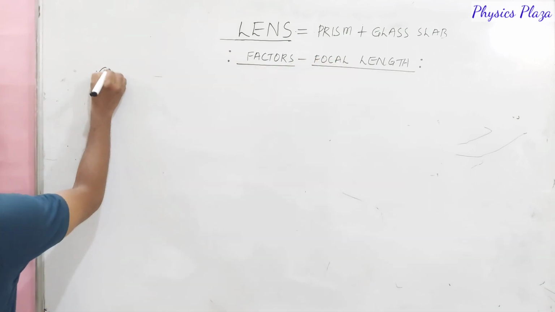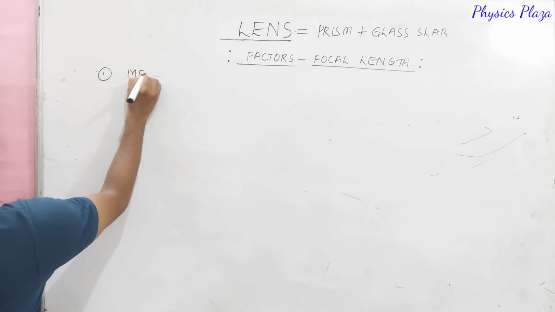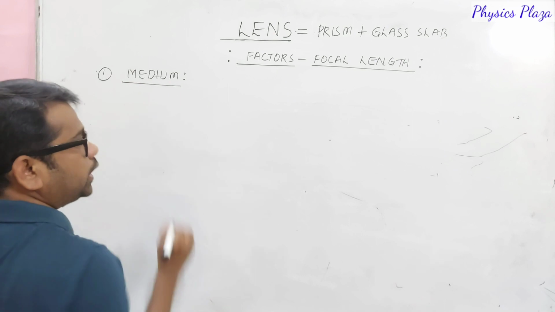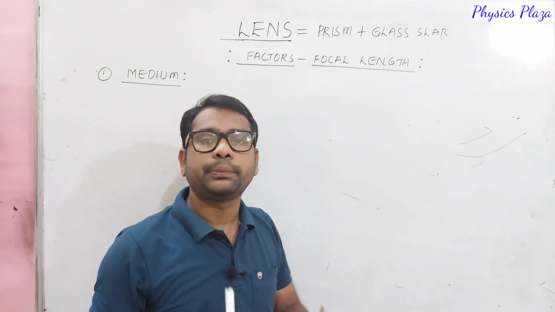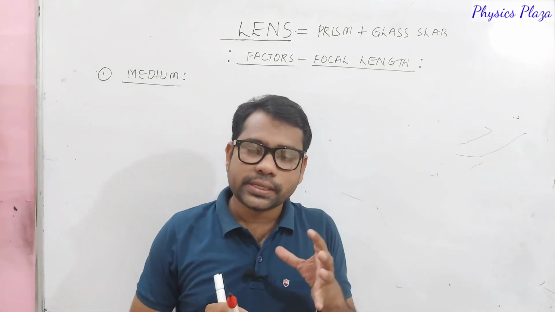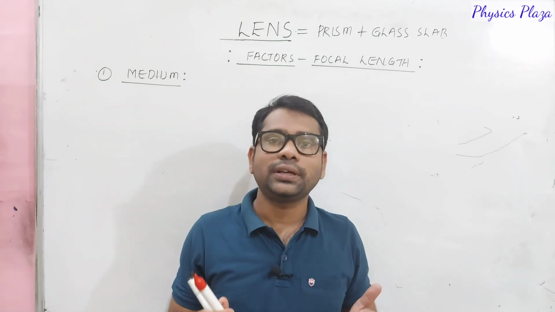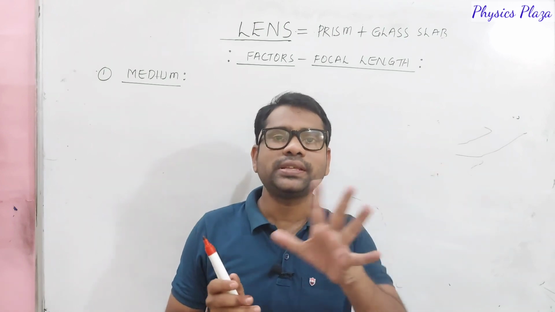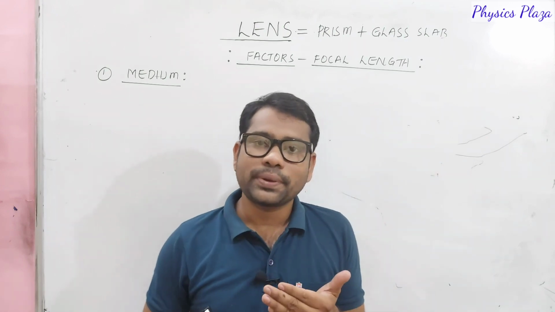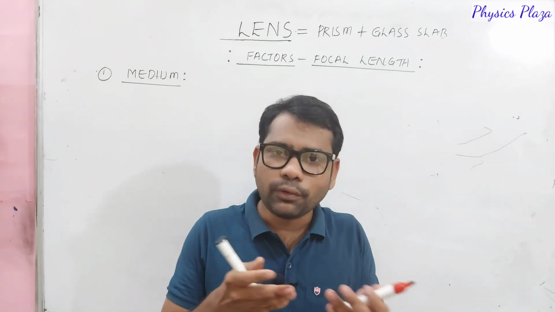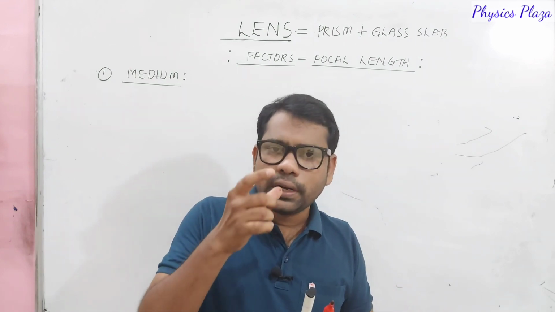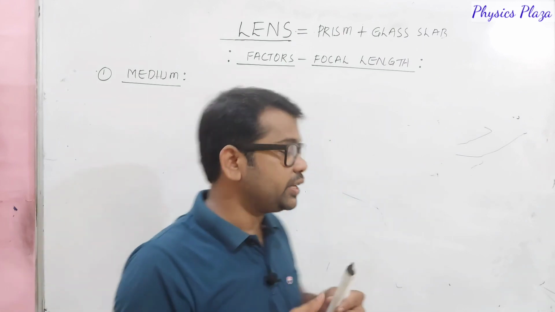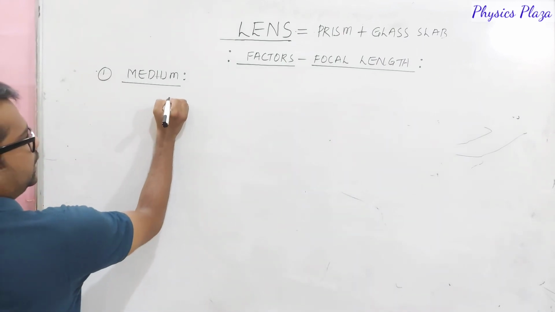So the first important thing is that the medium in which a lens has been placed is very important. Dear children, whenever we discuss focal length, we just assume that the lens is placed in air only, and the focal length we take is when it is placed in air. But let us see what happens when a lens is placed in something other than air. Let us take water. What happens when a lens is placed in water, whether its focal length increases or decreases? Let us see, dear children. First, let us take a lens.